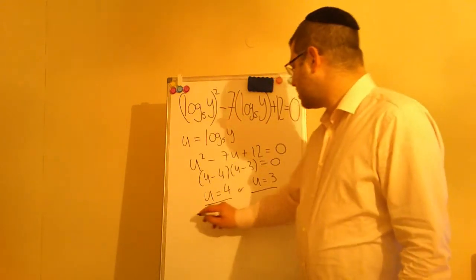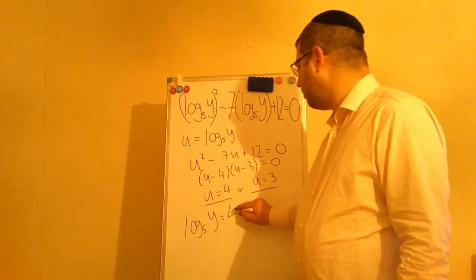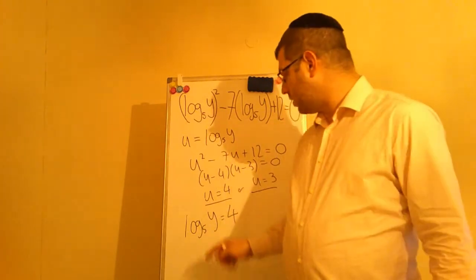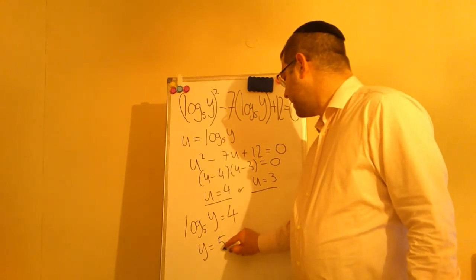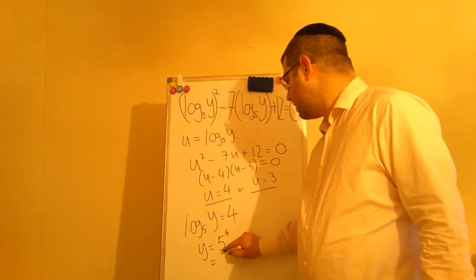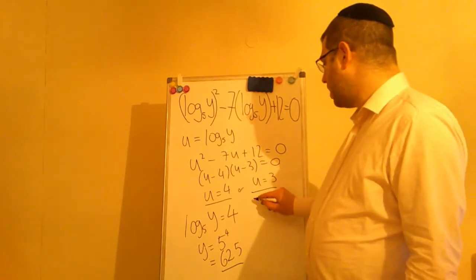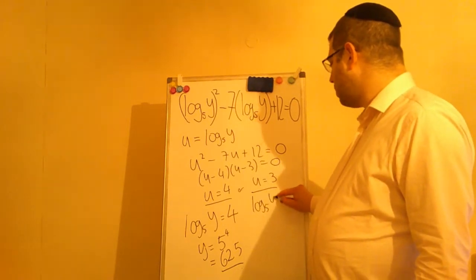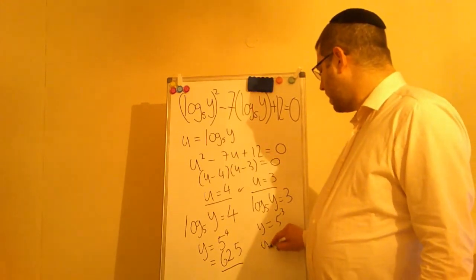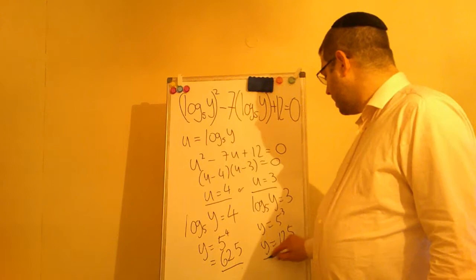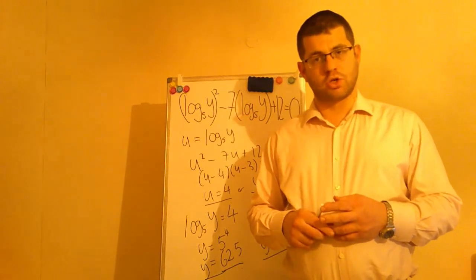That's fine. So let's do log 5y is equal to 4. Then reverse the definition of the log. So 5 to the power of 4 is y. So y is 5 to the power 4, which is 625. You need to do it for this as well. Log 5y is 3, so y is 5 cubed, and another solution is 125. So 125 and 625 are the solutions there.